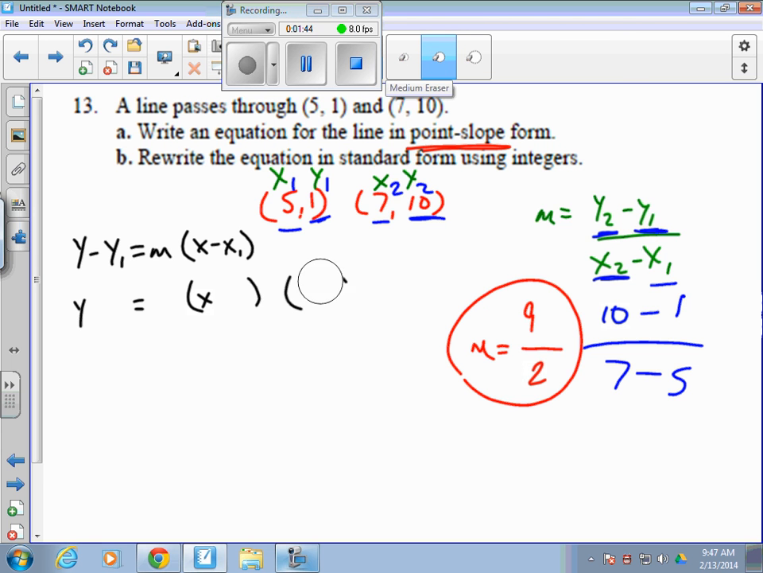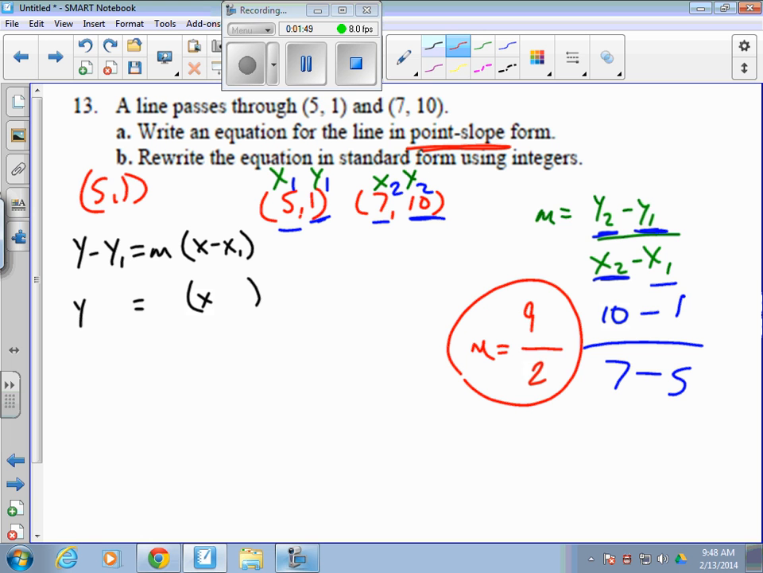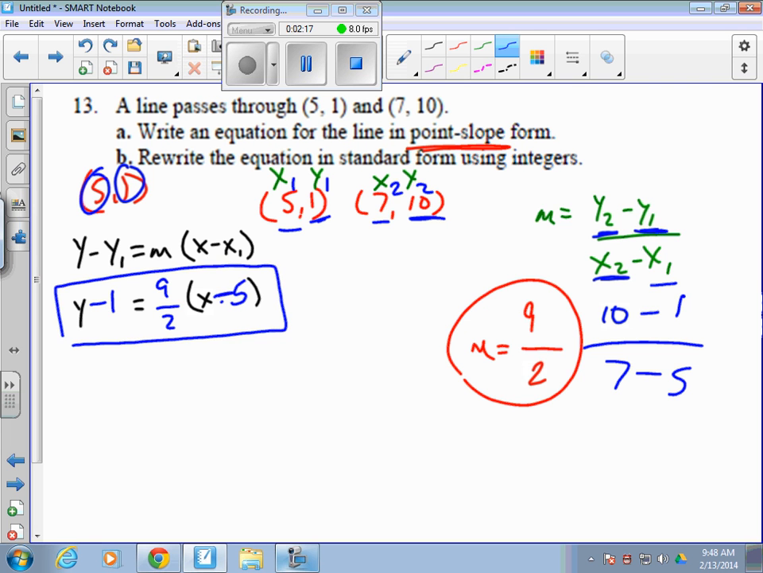Let me write it in a different color. Take one of those points, (5, 1), and plug in each of those values where they belong. Where y sub 1 goes, you use the y value. But whatever it says, remember, you use the opposite of what it says, since it says minus. It says 1, so you put in negative 1. The m value is the one we just found, which is 9 over 2. And where it says x, you plug in the opposite of what it says, since it says x minus x sub 1. It says 5, so we're going to put in negative 5. There you are in point slope form. y minus 1 equals 9 over 2 times x minus 5.